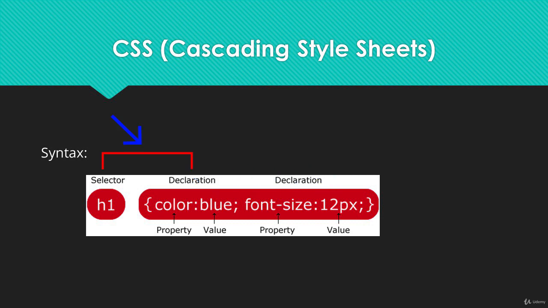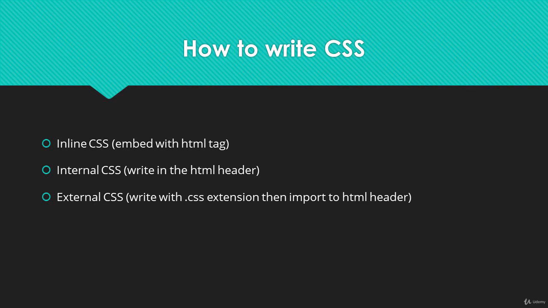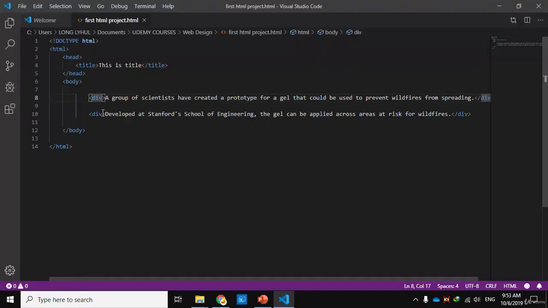To sum up, we have selector and the declarations. One selector can have multiple declarations. Each declaration is separated by the semicolons. We have 3 ways to place CSS in our web page. First choice is writing inline in the HTML tag. Second choice, write in the HTML header. And the last one is by writing a separated file by saving file extension as .css that import into the web page header.